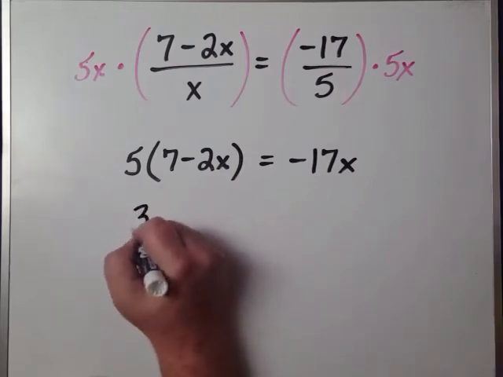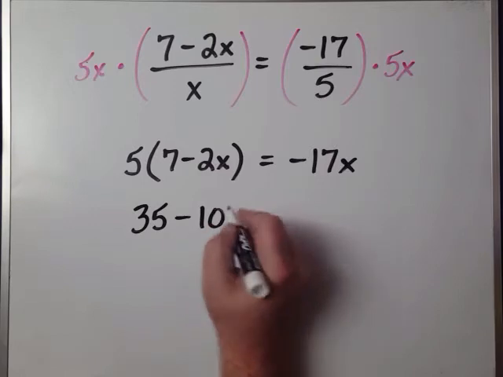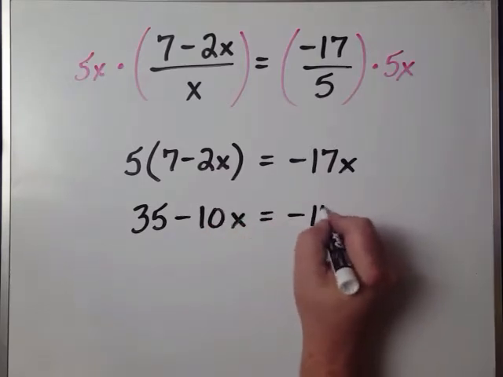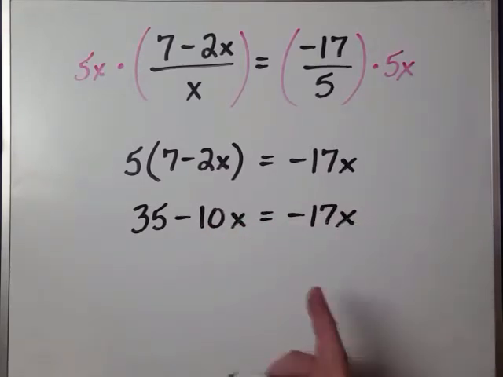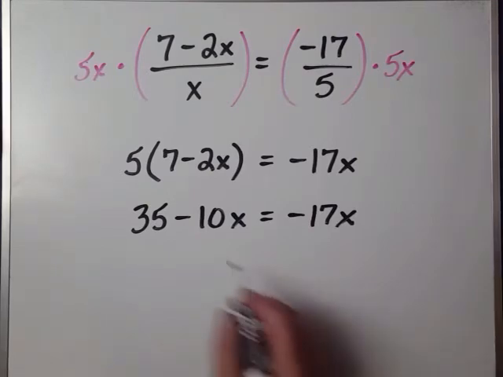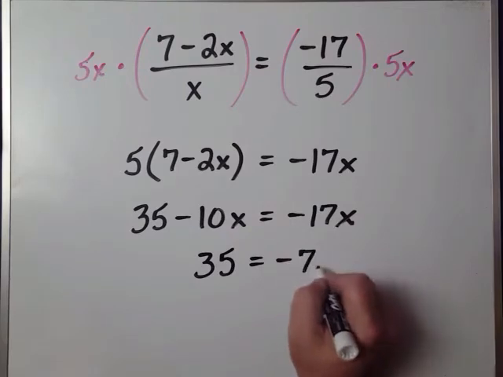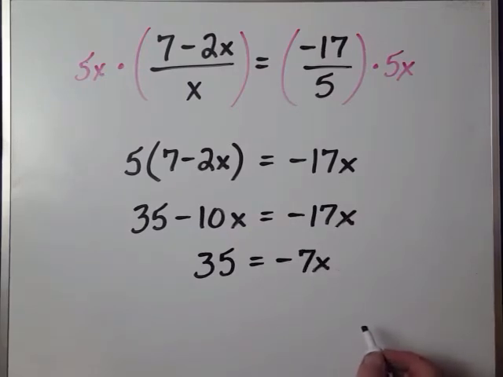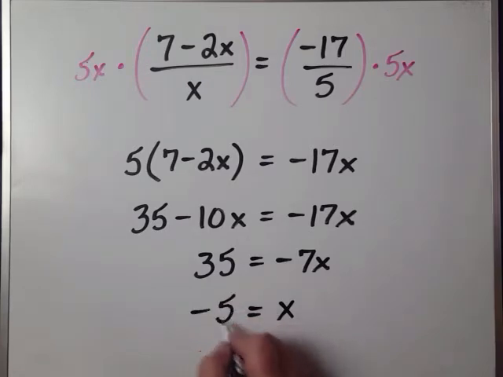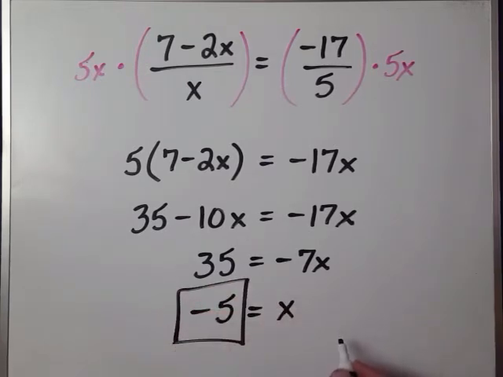Distribute that 5. I'm going to take my x's to the right this time. I'm going to add 10x to both sides. Add 10x to both sides and then divide both sides by negative 7 to find that x is negative 5.